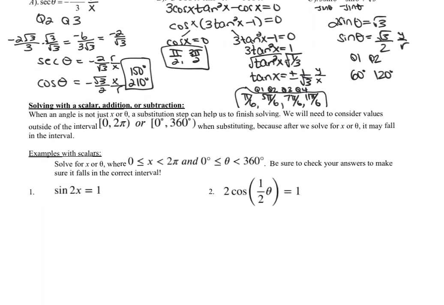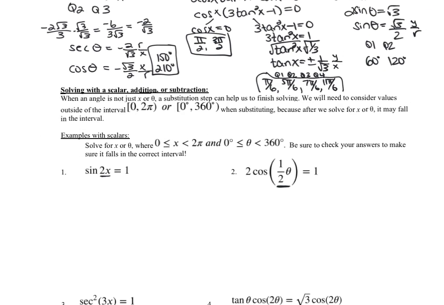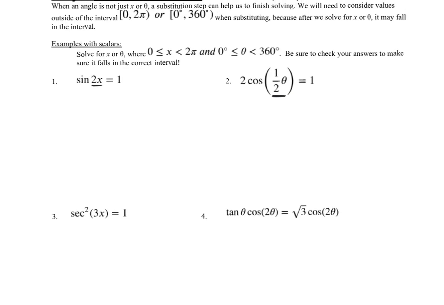So today we're going to look at problems where we introduce a scalar or some addition and subtraction, specifically with the scalar or the addition or subtraction inside the trig function. So in number 1, what I mean by that is you can see sine of 2x and sine of 1/2 theta in number 2. So there's a multiplier in there. If I scroll down a little bit, actually it's on the next page, so I won't go that far. You'll see an addition and subtraction there.